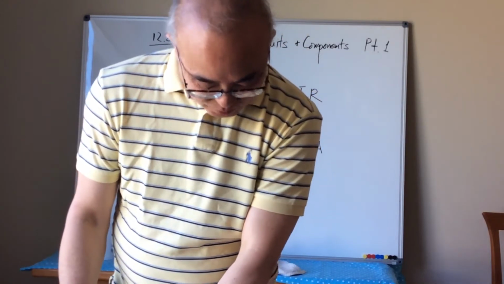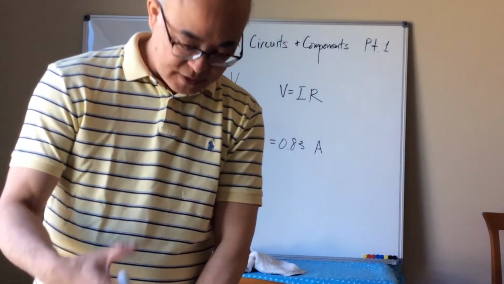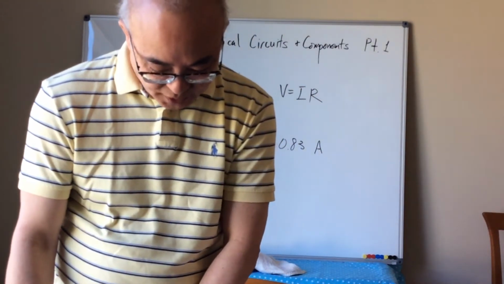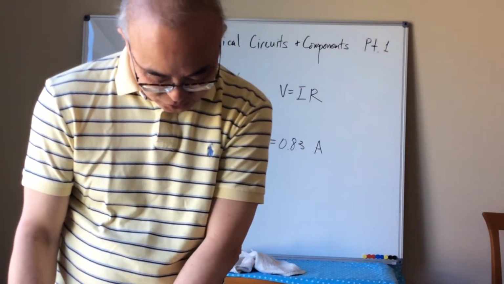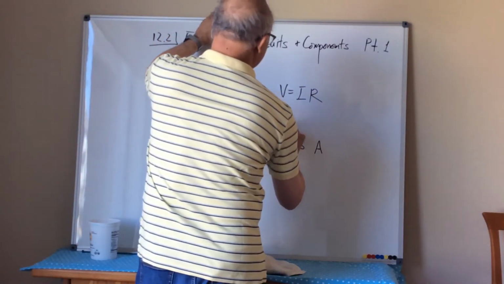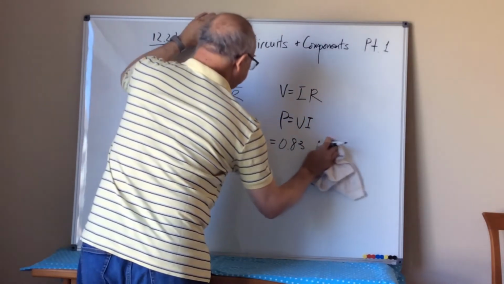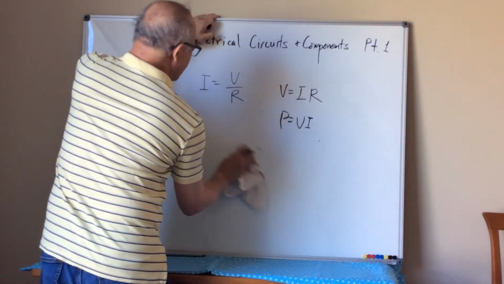And then we talk about the wire gauge. Wire gauge is something that you can read in the table if you want. Then we talk about electrical power. Electrical power is equal to V times I, so it is the voltage times the current.